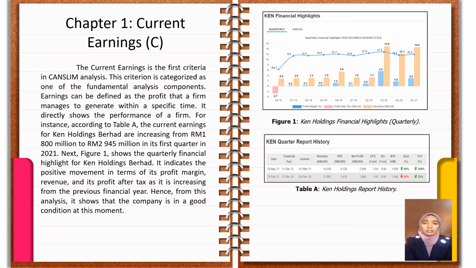So the first criteria is the current earning. For Ken Holdings Berhad, the current earning is increasing from 1.8 million to 2.9 million in its first quarter of 2021. If we refer to figure 1, it shows the positive movement in terms of its revenue since it increased from the previous financial year. So from this analysis, we can say that this company is in a good condition.